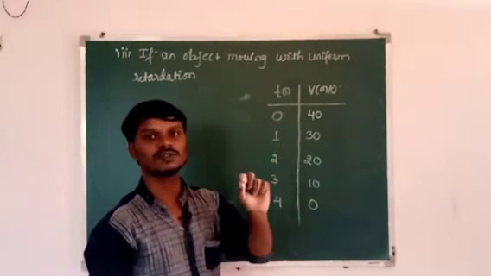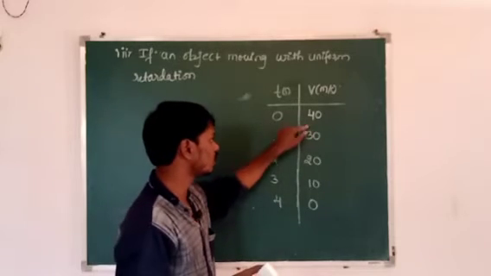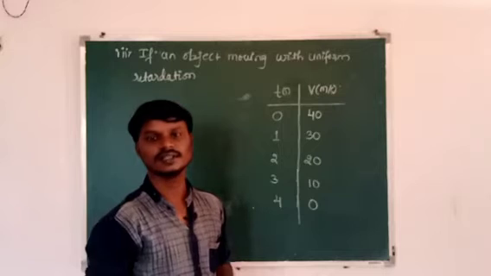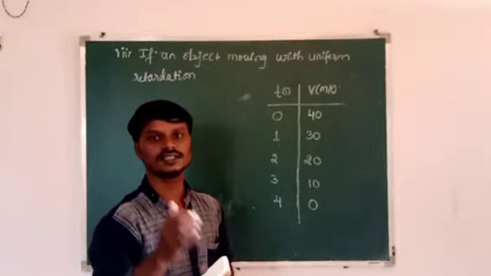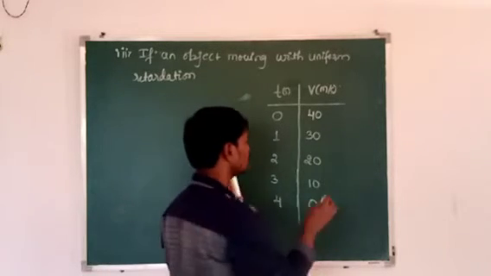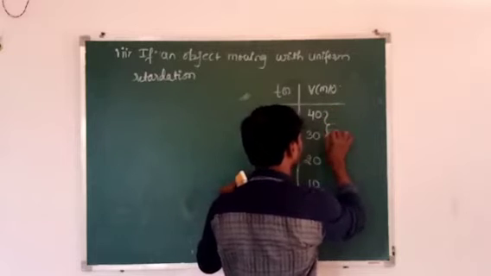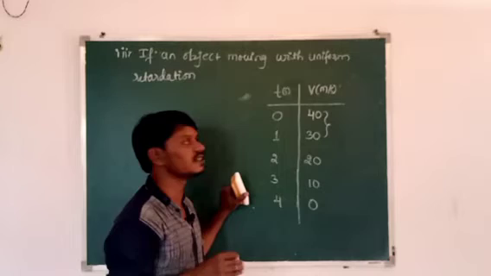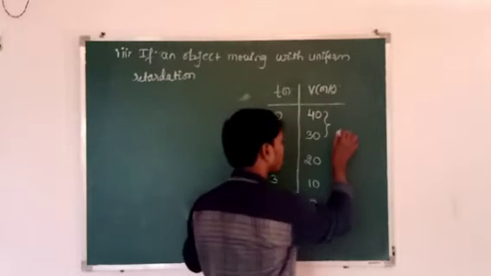Here the velocity goes on decreasing in equal amounts. What is that equal amount? That is 10, here 10, here 10, here also 10. Here the velocity goes on decreasing in equal amounts. Then what about acceleration here? So we will get negative acceleration. That negative acceleration is called retardation.